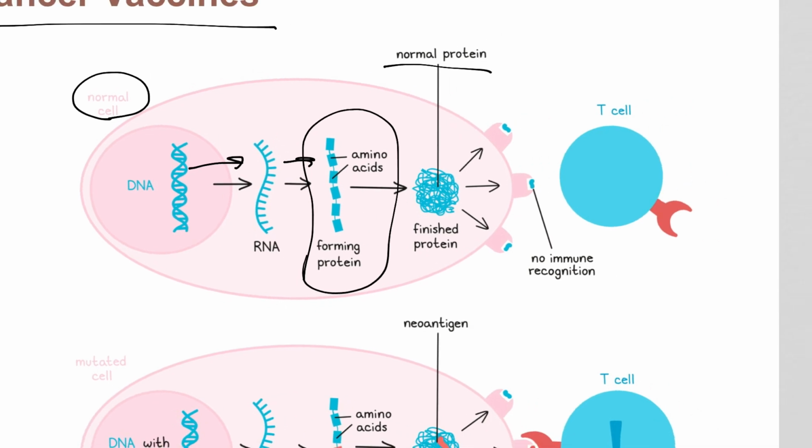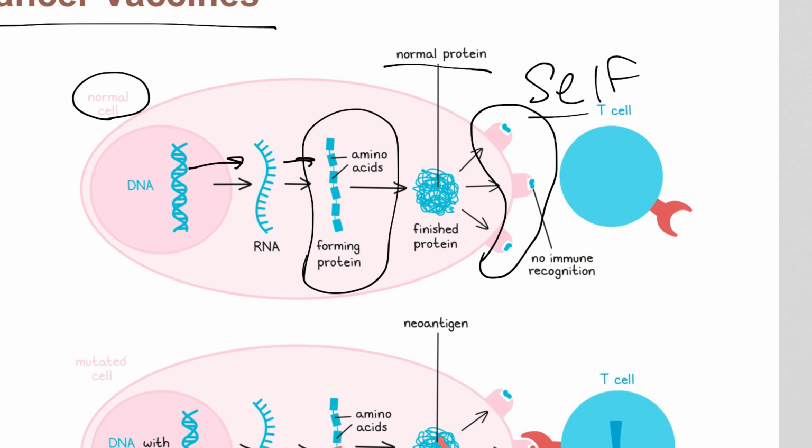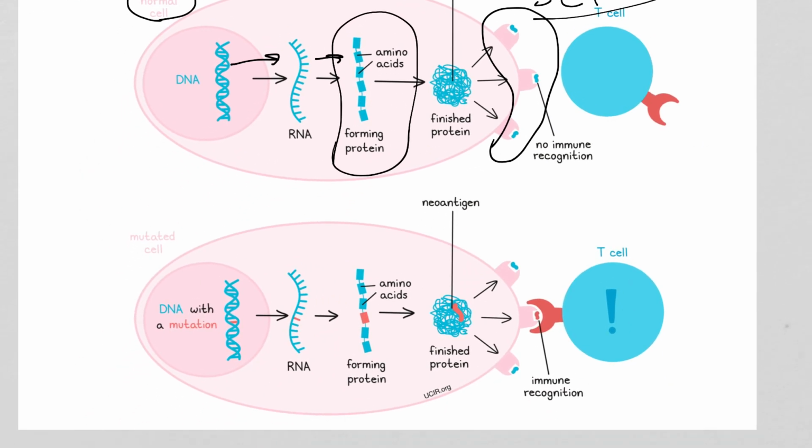That means that if the finished protein were to find its way to the surface of the cell, this T cell would just ignore it because normal, healthy protein, no mutations, it's recognized as being a self antigen, meaning normal part of the person, nothing to worry about. In a mutated cell, even very, very small changes can potentially be detected by the immune system.